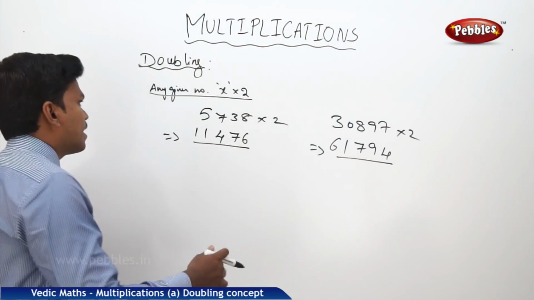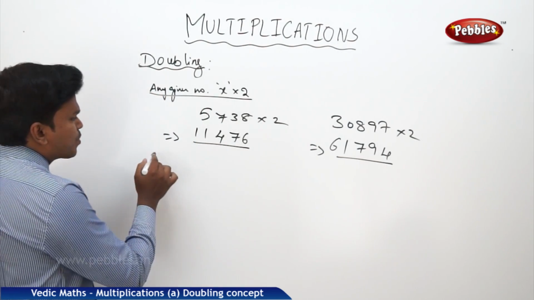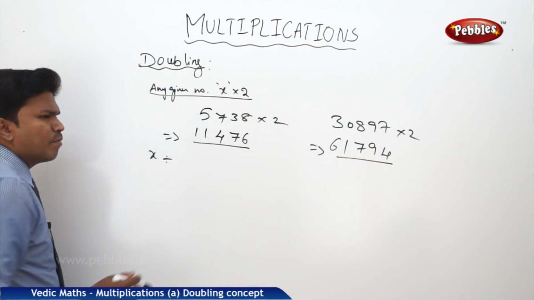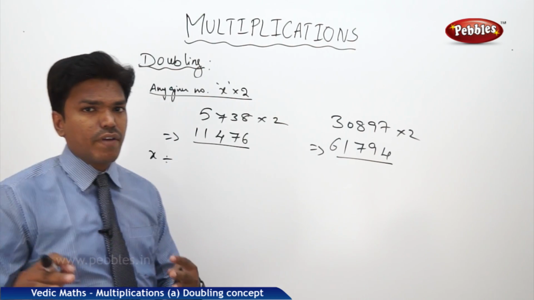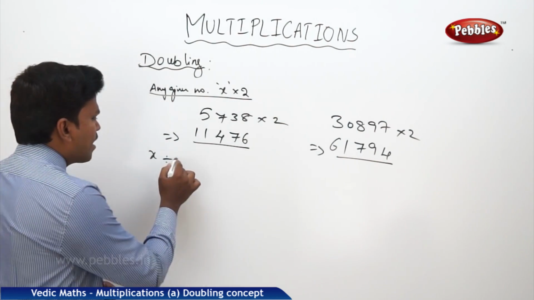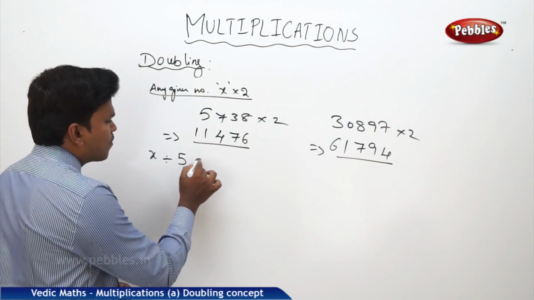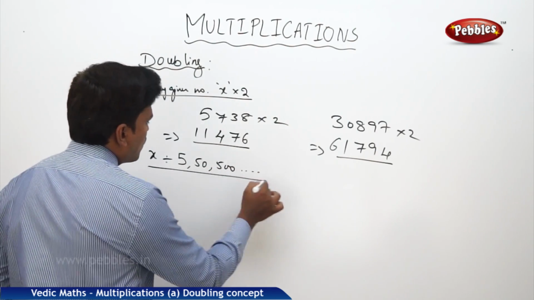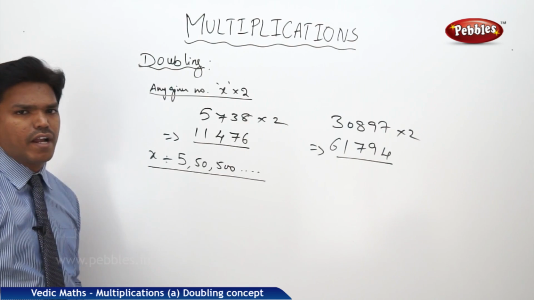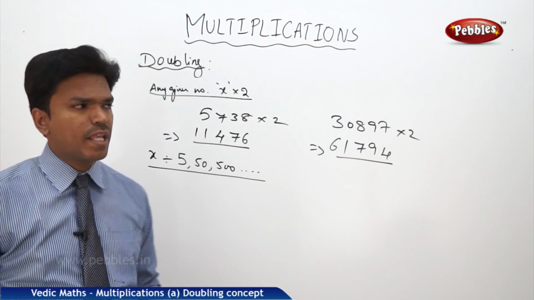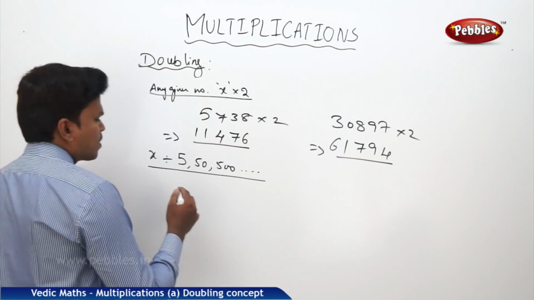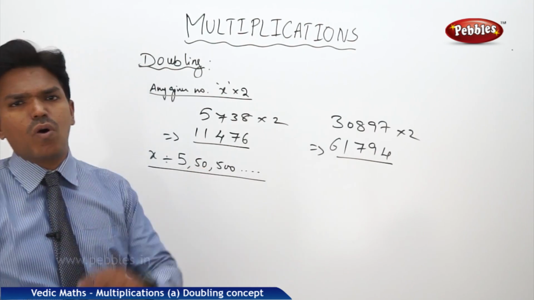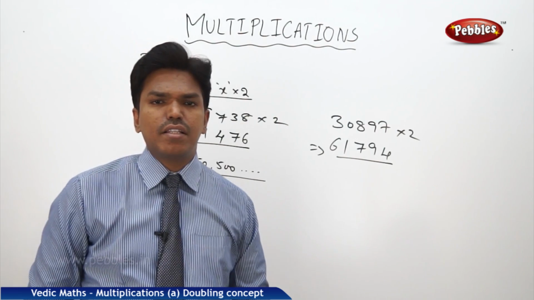Now the next advantage, the next use is x division by 5, 50, 500 and so on. X can be any given number. Now you tell me, suppose if you want to divide any number by 5, 50, 500 and so on, how can we apply this technique?